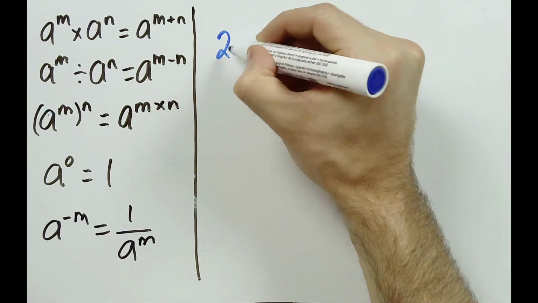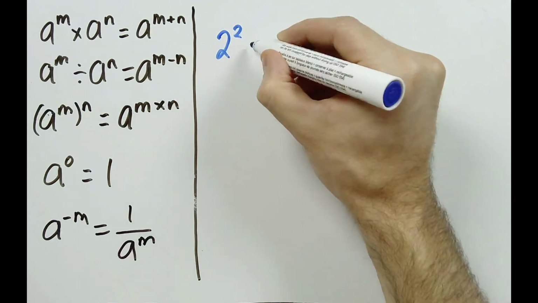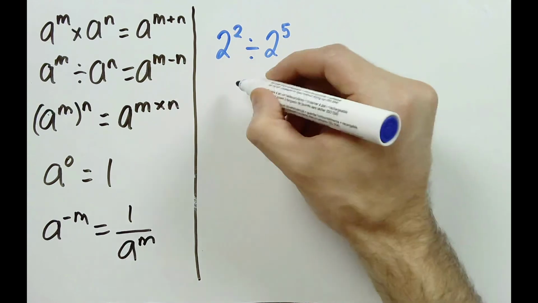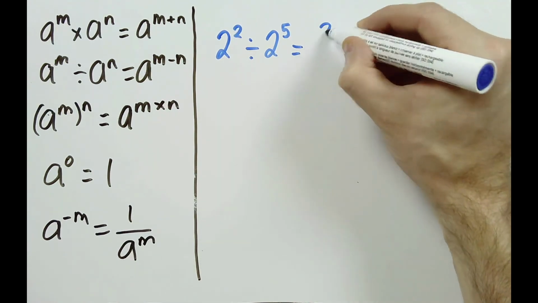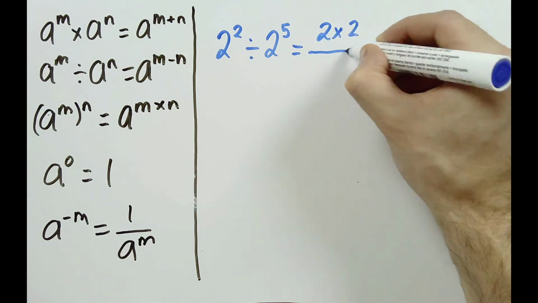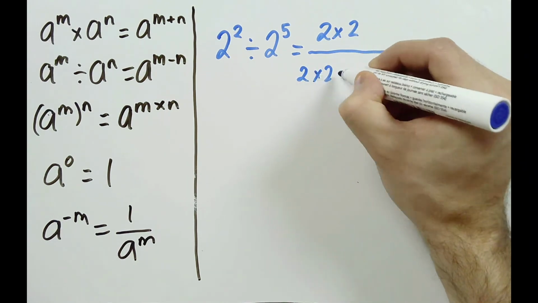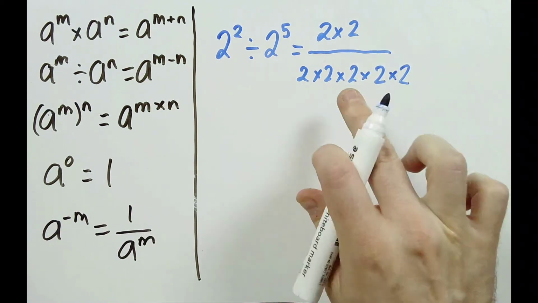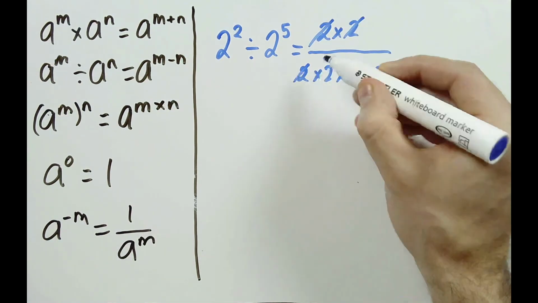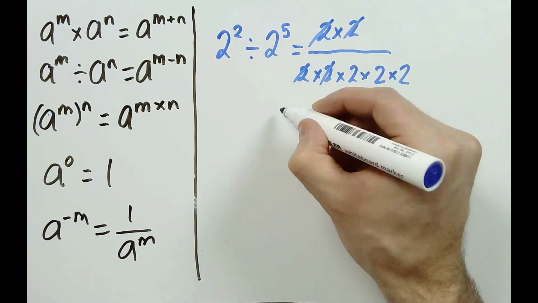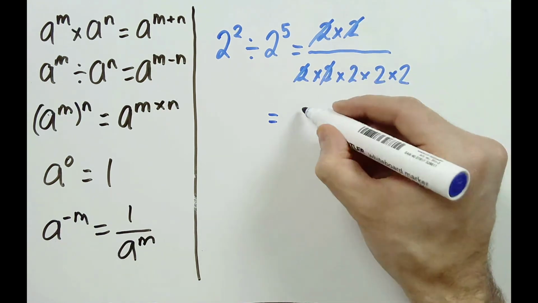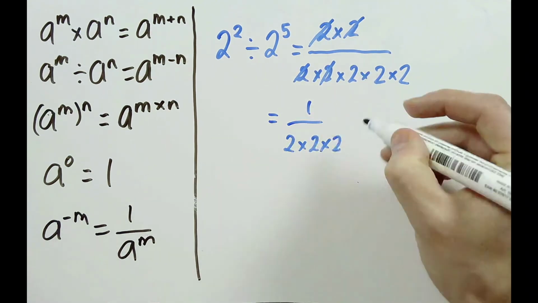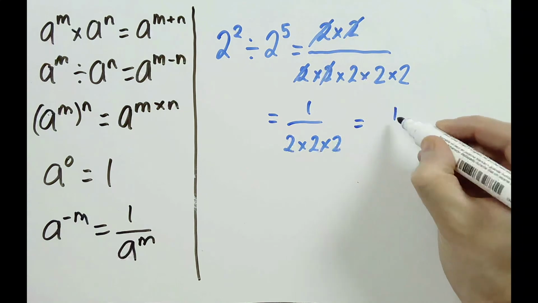If we have another number, 2 to the power of 2 divided by 2 to the power of 5 in this case, we can represent this the same as we've been doing before. 2 times 2 in the numerator, 2 times 2 times 2 times 2 times 2, 5 times, in the denominator. And by crossing out terms, you'll see we're left with 1 over 2 times 2 times 2, which we can represent the denominator as 2 to the 3.